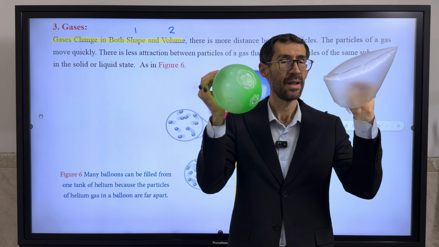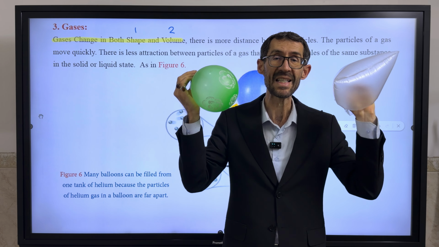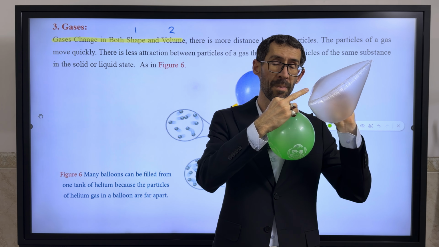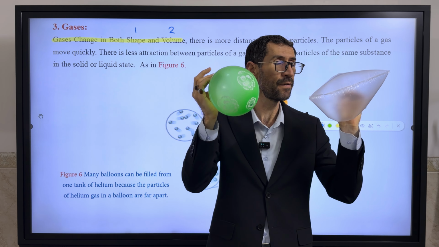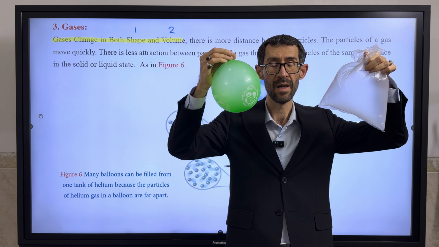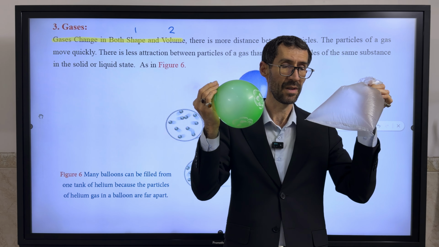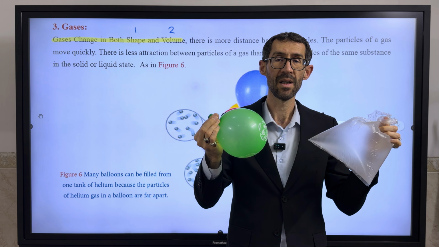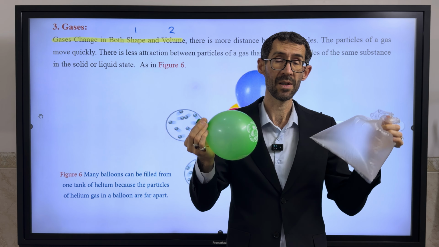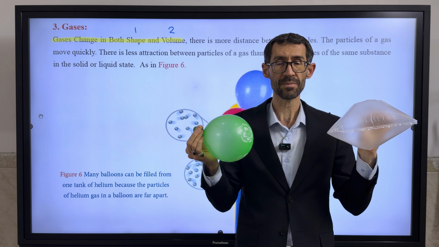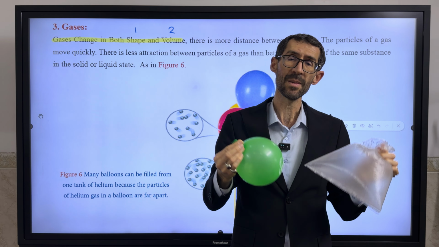So the same air takes two forms, two shapes. The shape of the bag is completely different from the shape of the balloon. This is the simple experiment to prove that the shape of gases actually changes, right? The shape of gases changes from container to container, right? This is about the first property.